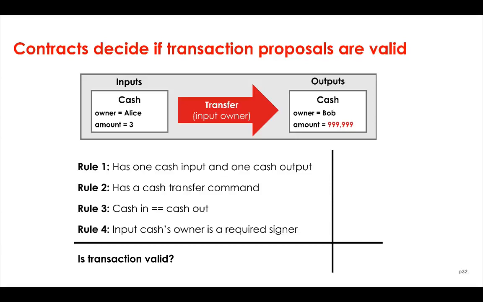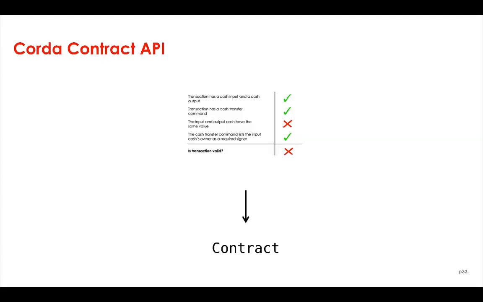Now let's try stepping through the contract again with a different transaction proposal. Does it meet our contract rules this time? Well, if we look at this transaction here, we can see that it has 1 cash input and 1 cash output, so that's fine. We can see that it has a transfer command, so that's fine. But if we look at the value of the cash inputs, we can see that it's different to the value of the cash outputs. Someone's trying to issue themselves a lot of cash. And so a contract verification exception is thrown, and the transaction proposal is immediately rejected by the contract.